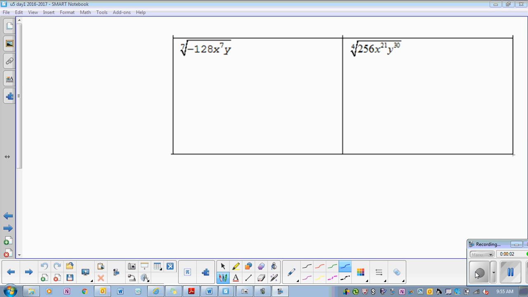For today, we're going to go back and look at our day one notes and finish this. We're going to check our homework at the same time. We're just going to keep alternating, okay? Last time we started this 4th root of 256, x to the 21st power, y to the 30th power, but we didn't finish.